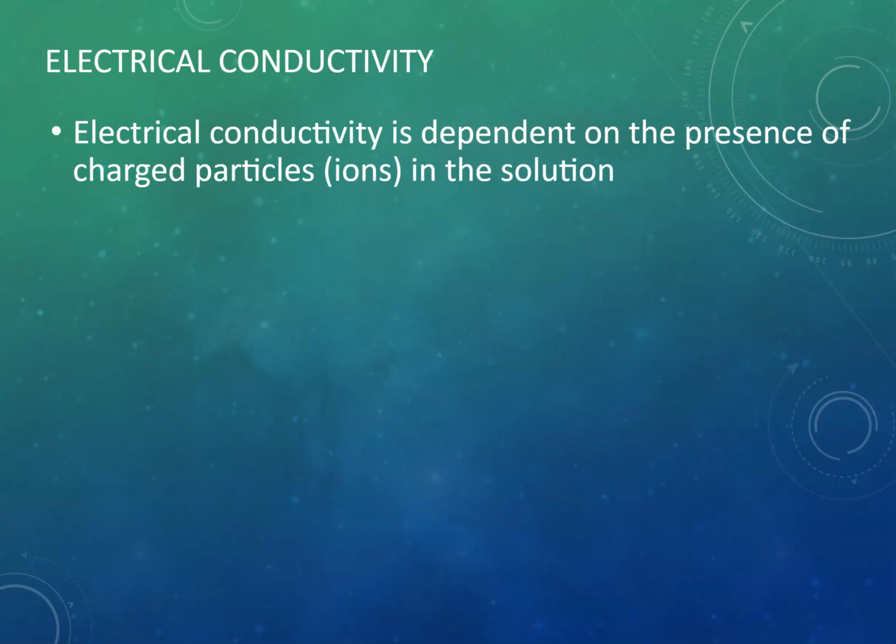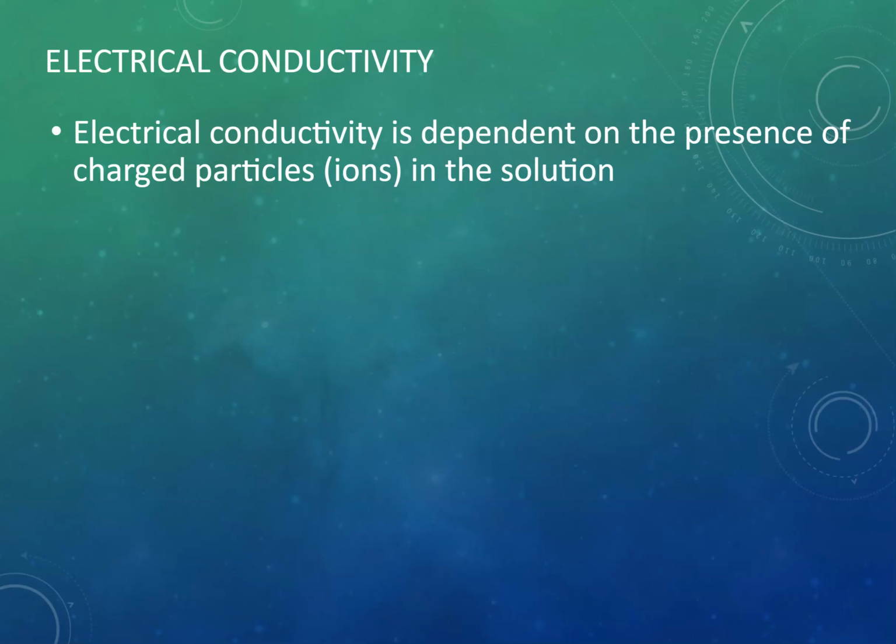First off, electrical conductivity is dependent on the presence of charged particles in the solution. Now, if you do electricity and physics, you will know that those charged particles are electrons. And if you think about structure and bonding, then yes, anything that has freely moving electrons can conduct electricity, of course. But when we talk about ionic compounds, ions are also considered charged particles, and when those ions can freely move, then electrical conductivity can occur. Okay, so that's the first thing.